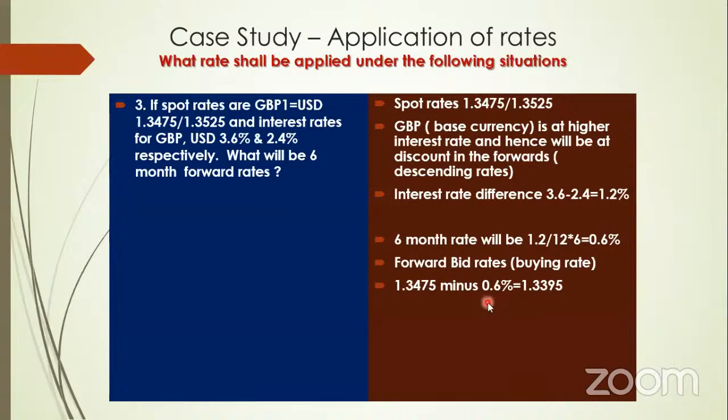1.3394. You can round it. I have rounded to 1.3395. You may round it or not, you need not round it. 1.3394 is also correct. You see the screen. This will be the 6 months forward rate for the buying rate.